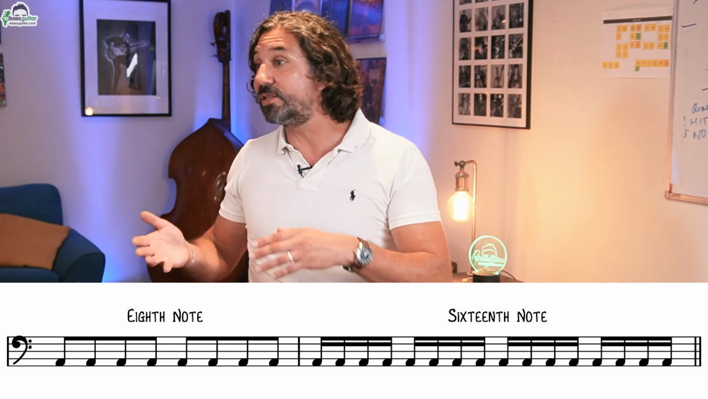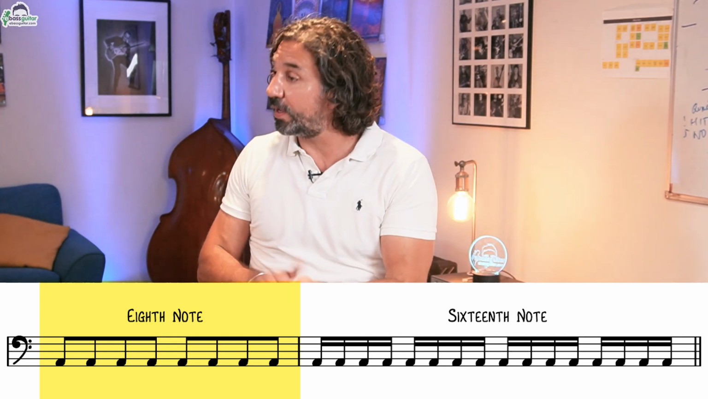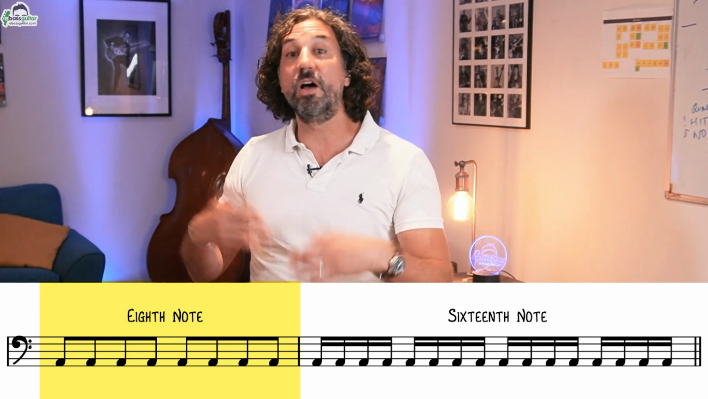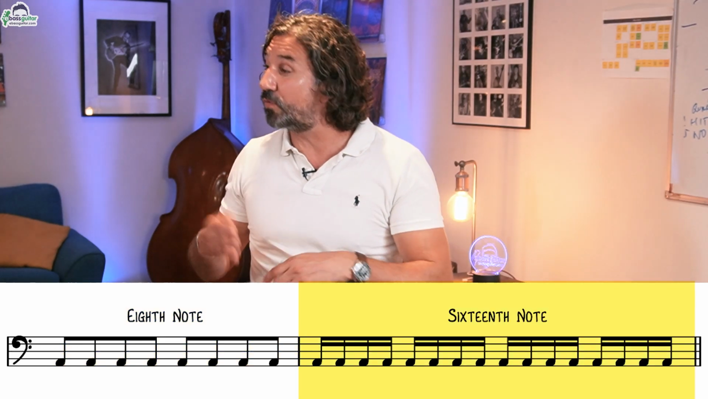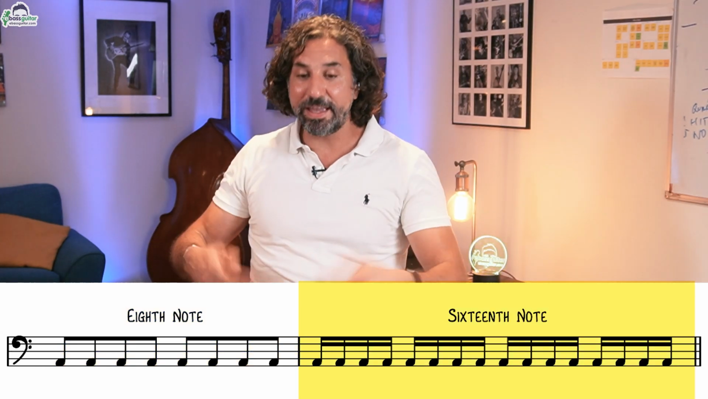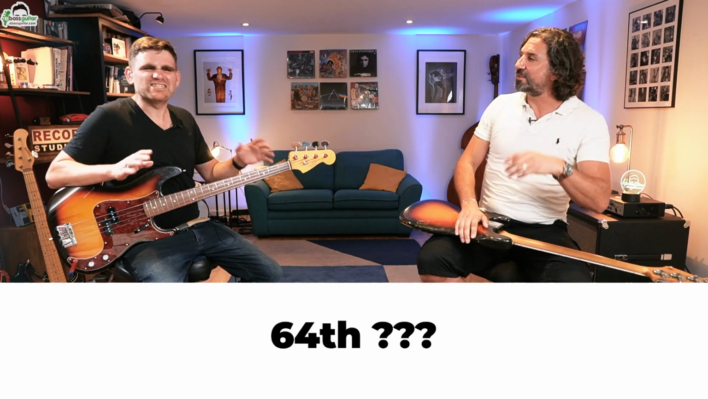Our next note is called an eighth note, and that lasts for half a beat. 1, 2, 3, 4. And our next note is a 16th note. That lasts for a quarter of a beat. 1 e and, 2 e and, 3 e and, 4 e. And you can get a 64th note, which is too fast. Let's not even go there. We'll just let the metal drummers deal with that on their double kick drums. So that's the foundations of rhythm.